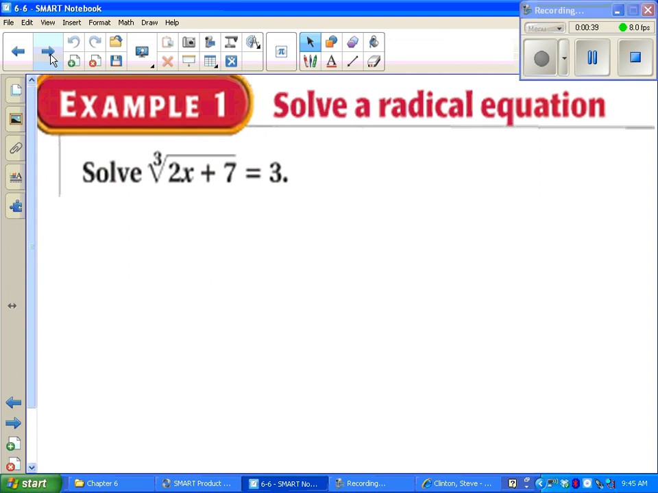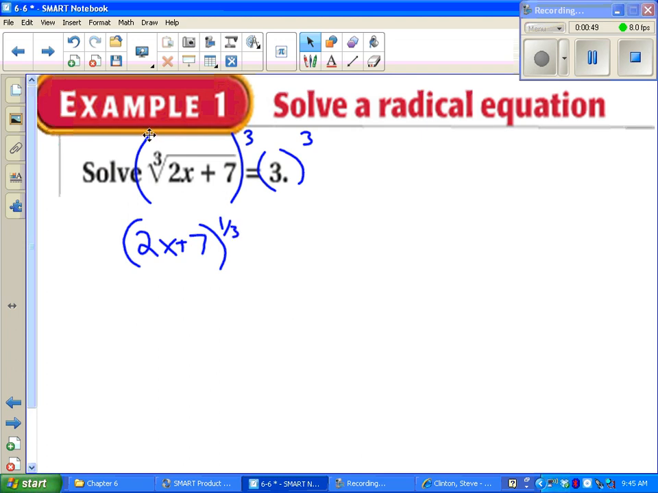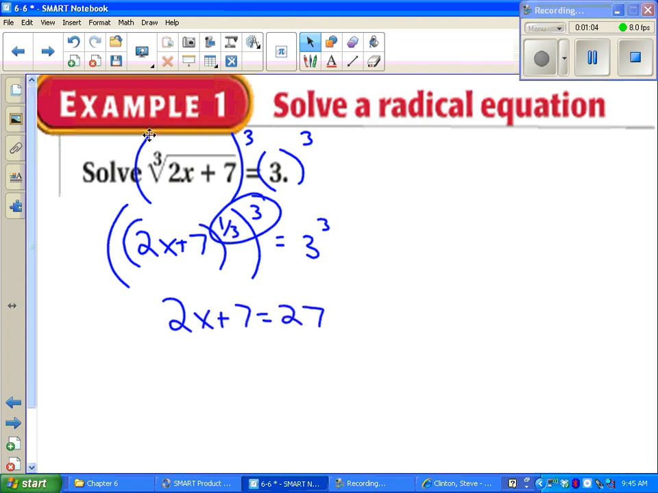I see a cube root. If I want to get rid of it, I raise both sides to the third. If you're not sure you believe me, let me show you why. Cube root really means to the 1/3 power. If we raise that to the third power, what do these numbers do? We multiply. 1/3 times 3 is 1. So we get 2x plus 7 equals 27. All that's left now is solving for x using old techniques. And we're done.